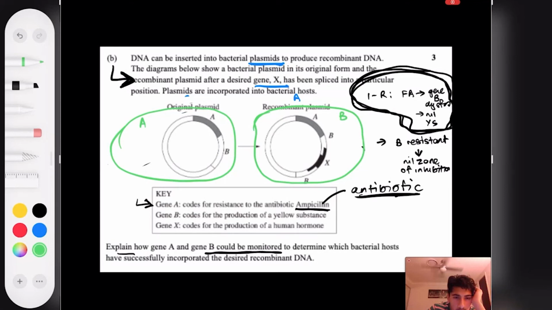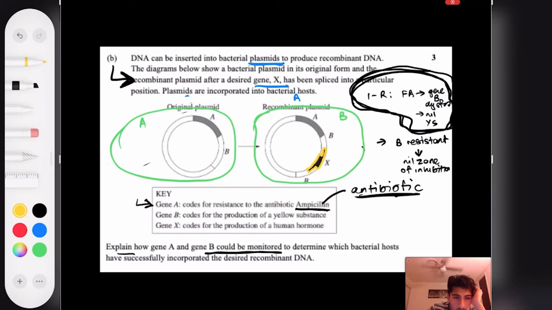Okay. Now, Bilal, how do we know whether we've put gene X in correctly? Because gene X just makes a yellow substance. You might be able to observe it on a petri dish, but how can we confirm whether gene X has been put in? When gene X gets put in, what gene does it disrupt, Bilal? Gene B. Yeah, so bacteria B can no longer produce the protein for gene B. What does gene B code for? The yellow substance. Right. So now it should no longer be able to code for the yellow substance, right?